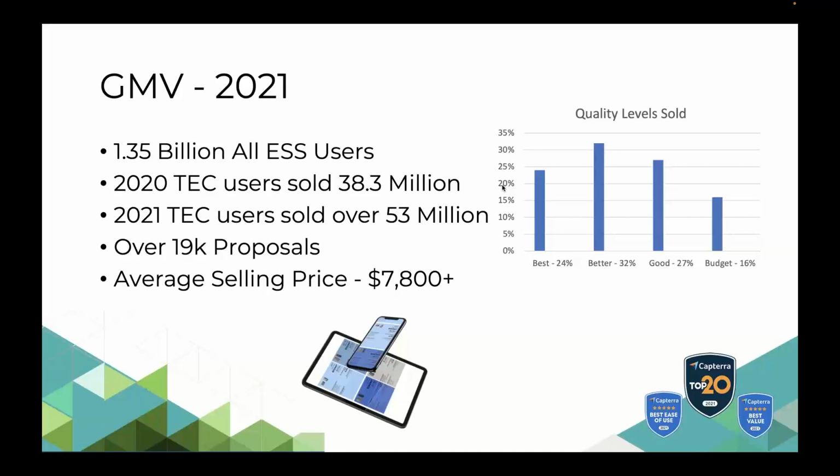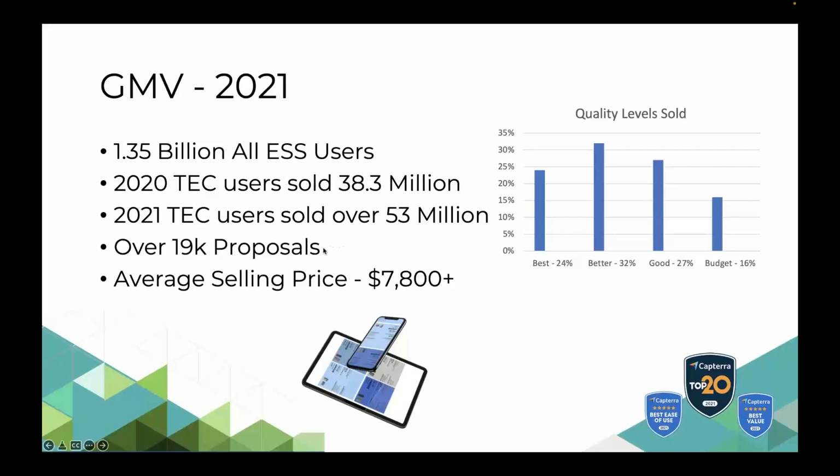Last year, there was $1.35 billion of sold jobs that all ESS users ran through our programs. That's a lot of actual sold jobs. That does not include all proposals that were submitted, but only sold proposals. In 2020, TEC users sold 38.3 million through the program, and in 2021, TEC users sold over 53 million. So it's a big jump from one year to the next.